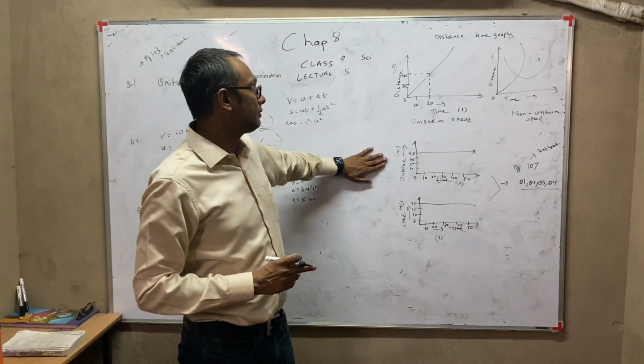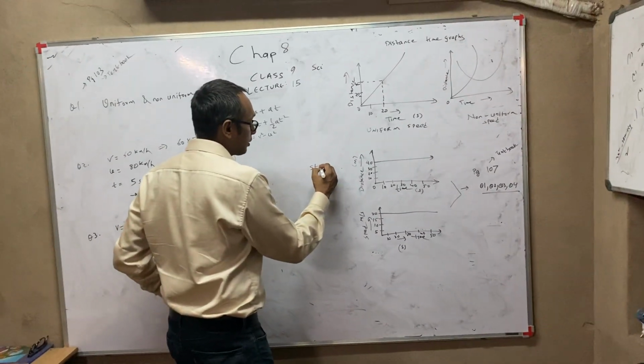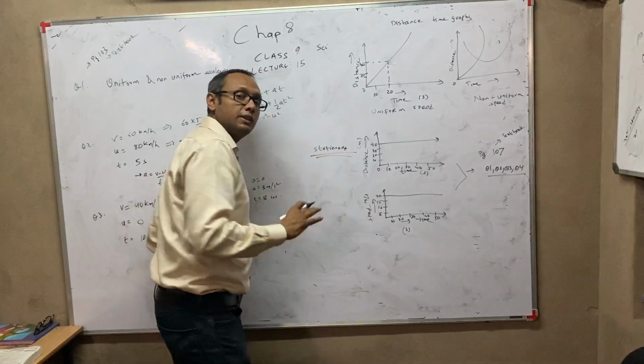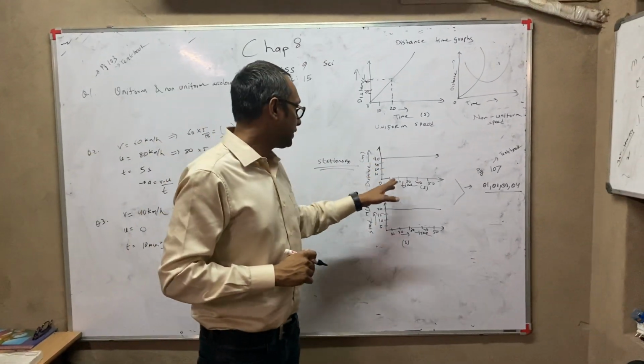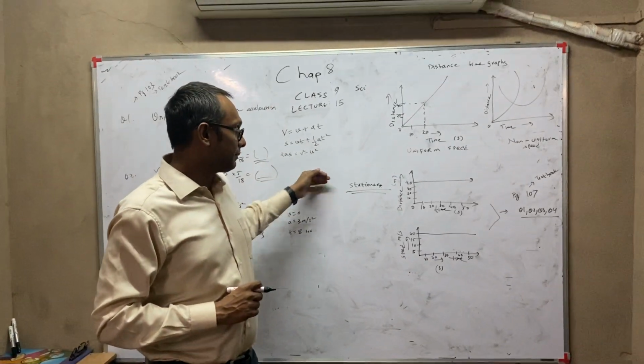So what kind of motion was it? The object was basically stationary. It was not going anywhere. It was stationary. खड़ा हुआ था एक जगह पे. 40 meters पे था, he remained at 40 meters. So this is one type of motion.